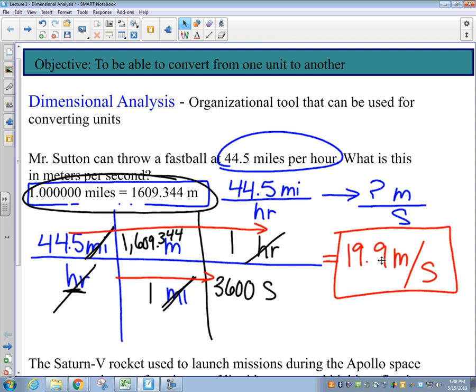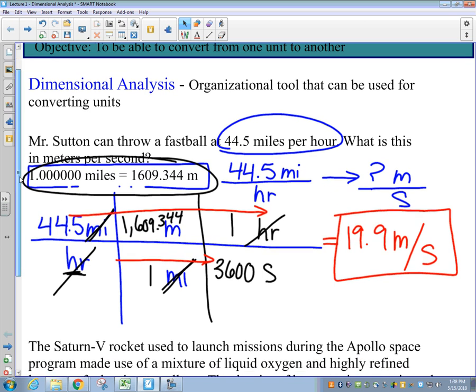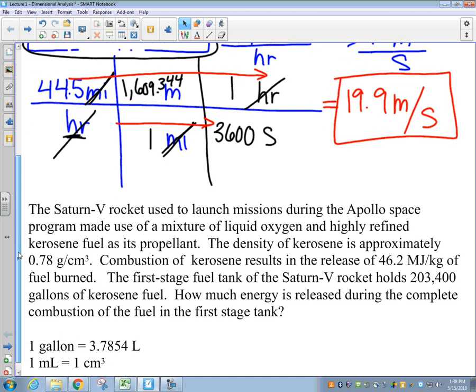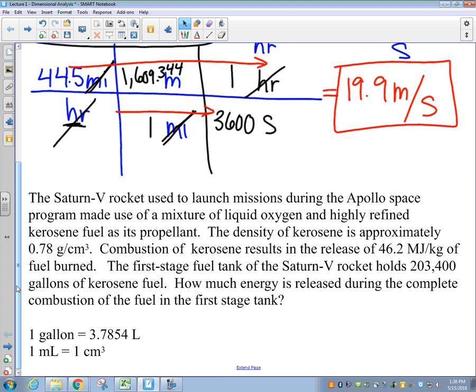Now, this next problem here gets a little bit more complicated. It moves beyond just simply converting from one unit of measurement to another. In this next problem, we're going to see how dimensional analysis can be useful in the world of chemistry, how we can actually solve for one variable by taking a given and converting from one unit of measurement to another. So let's go ahead and take a look at this problem.